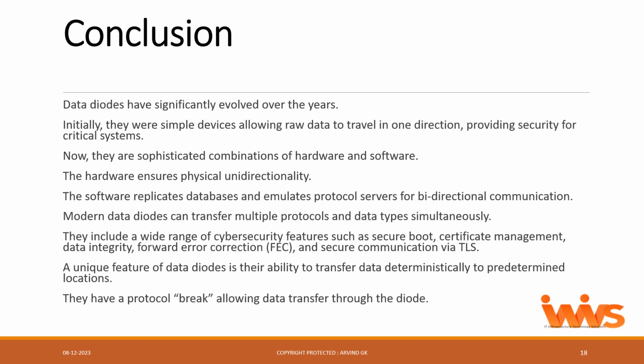Initially, very simple devices were used for raw data transfer, but nowadays all the security protocols and security issues have come up, and they have modified it and made it much more secure. It has become more than hardware, with hardware plus software combinations, because many applications require bi-directional communication. The software helps you emulate the bi-directional communication so that the application can run smoothly without any issues.